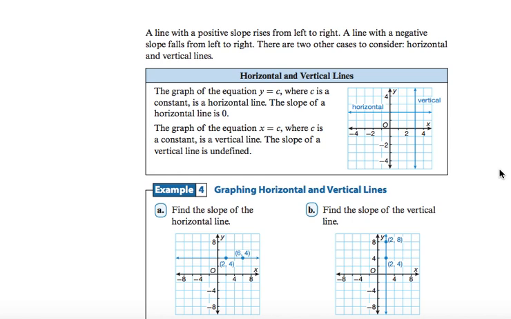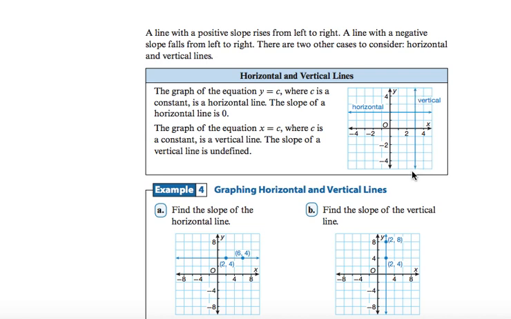There are 2 other cases to consider, and that's horizontal and vertical lines. The graph of an equation y equals c, where c is a constant, is a horizontal line. The slope of the horizontal line is 0. So in this example, we would say that y equals 2, because the line is always at 2. It's going to be a horizontal line. The graph of an equation x equals c, where c is a constant, is a vertical line. So x equals, in this case, 3. You've got the line that's going right here that is vertical.